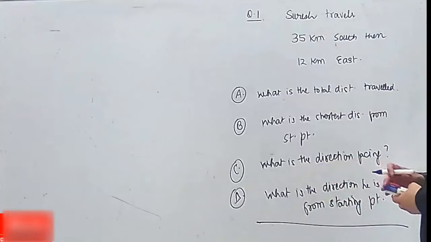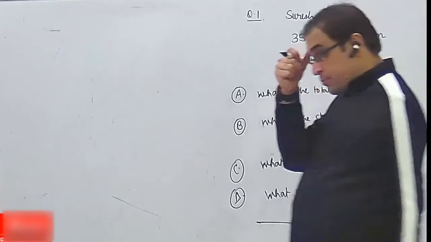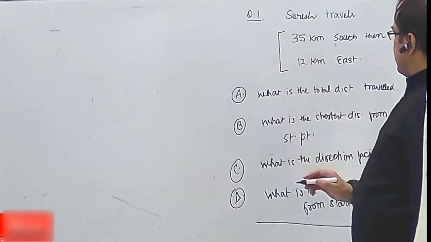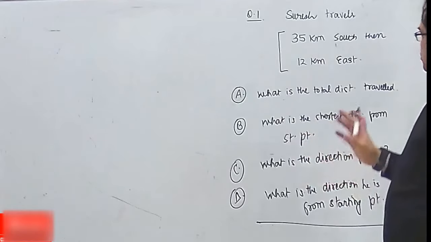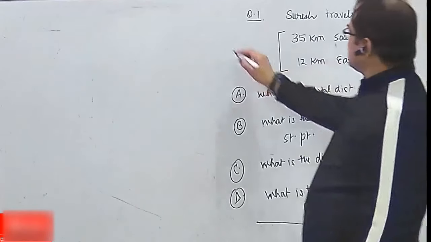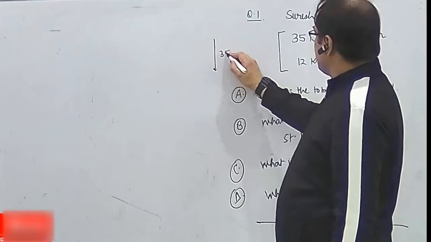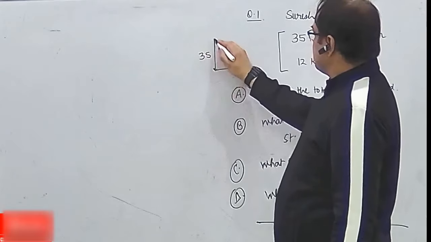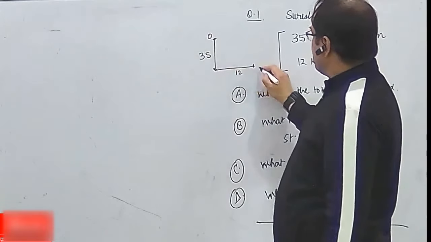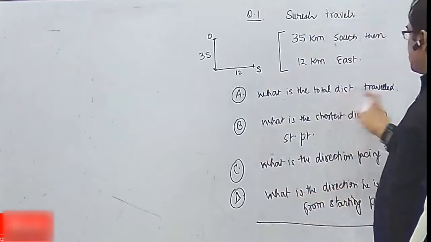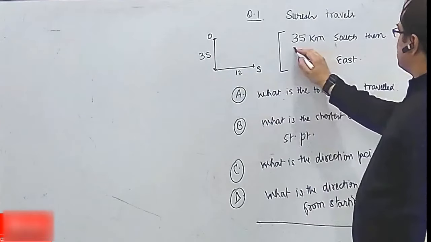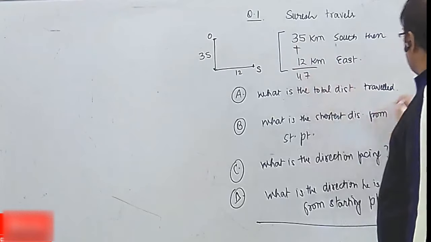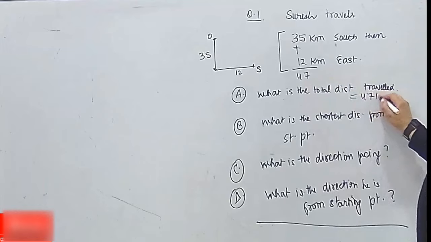Okay, let's approach the question now. Generally, it is suggested that you draw a diagram, but we can solve this question without drawing the diagram also. Let's draw the diagram first. He is going south 35, then he moves east 12. This is 35, this is 12. This is starting point O. This is where Suresh is. What is the total distance traveled? Total distance traveled is 35 plus 12, which is equal to 47. So the right answer is 47 kilometers.